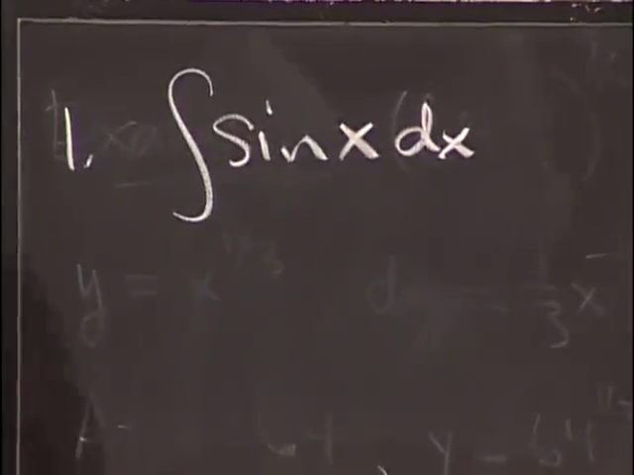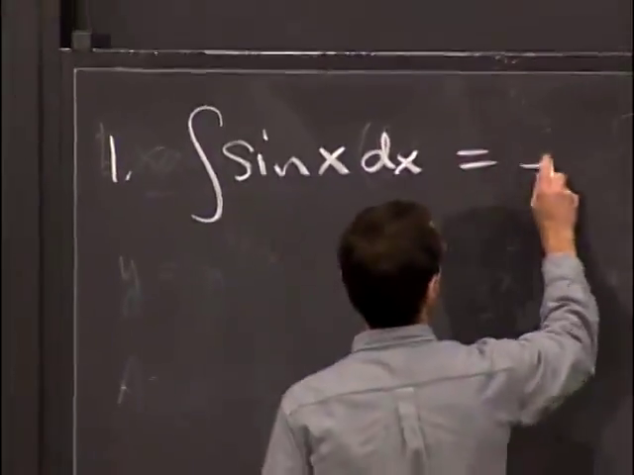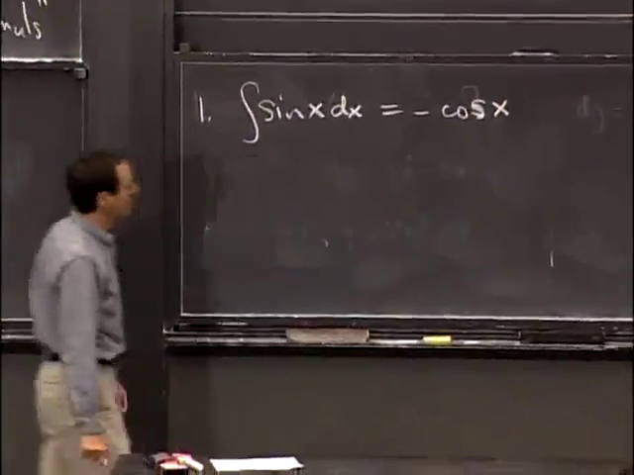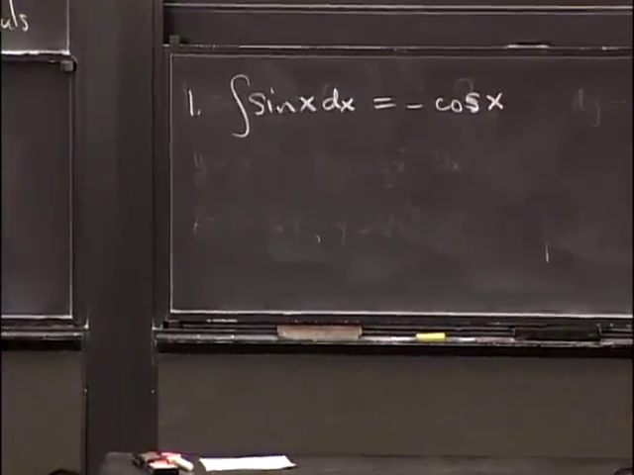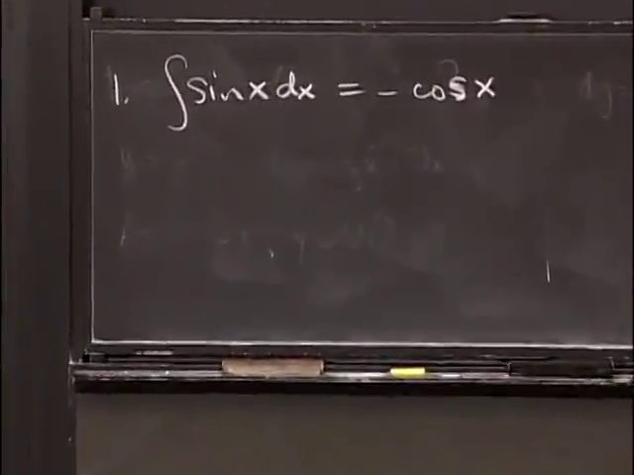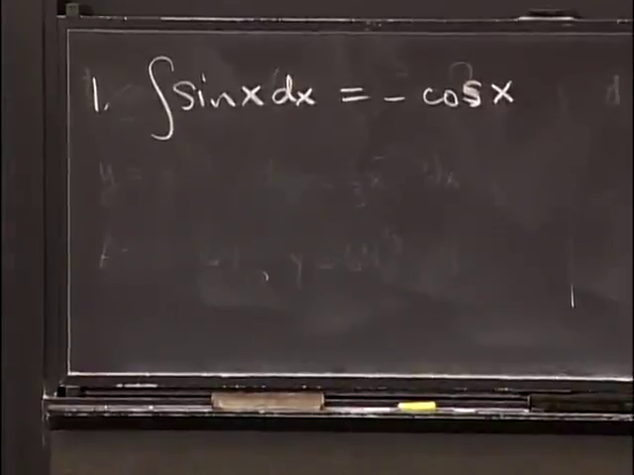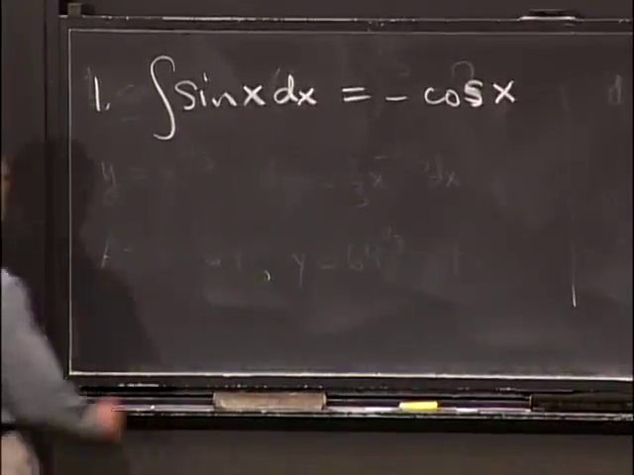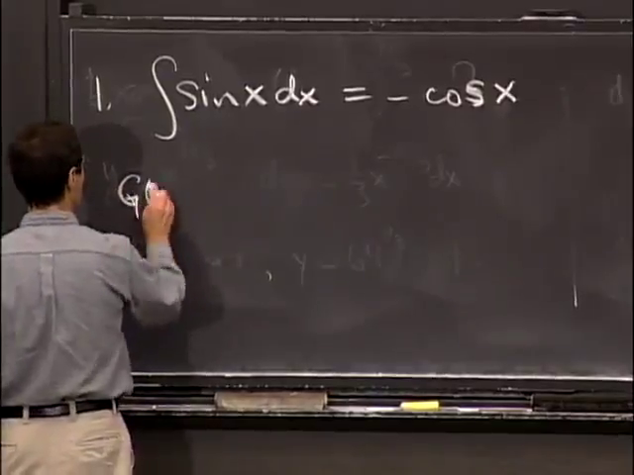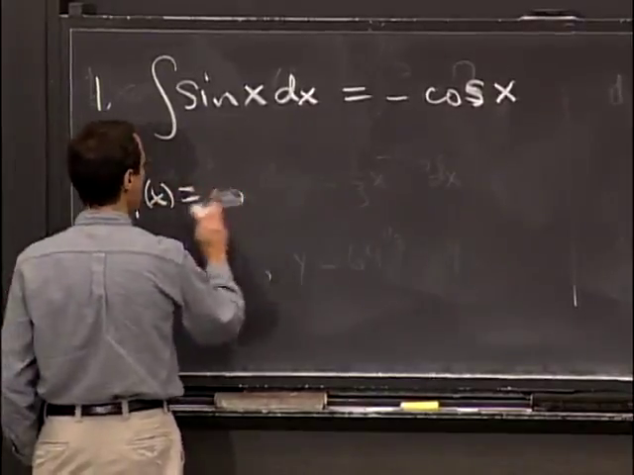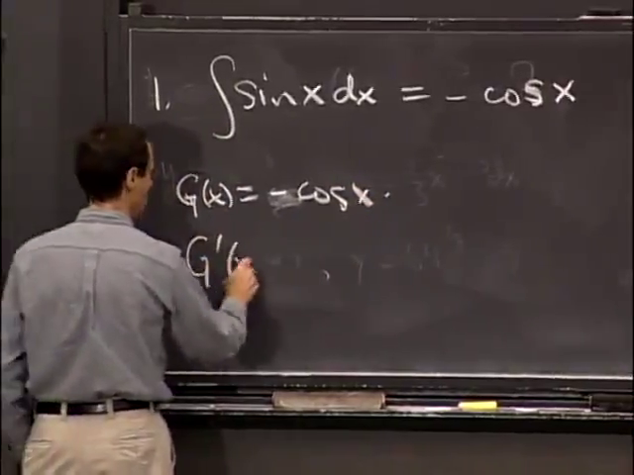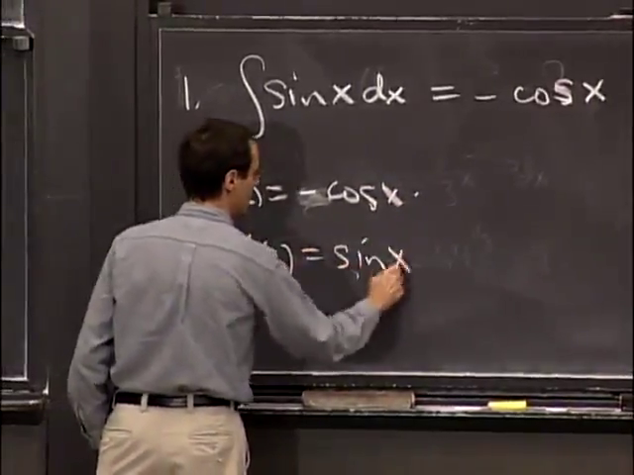Cosine x minus, right. It's negative cosine x. All right? So negative cosine x differentiated gives you sine x. So that is an antiderivative of sine, and it satisfies this property. So this function, capital G of x, equals negative cosine x, has the property that its derivative is sine x.